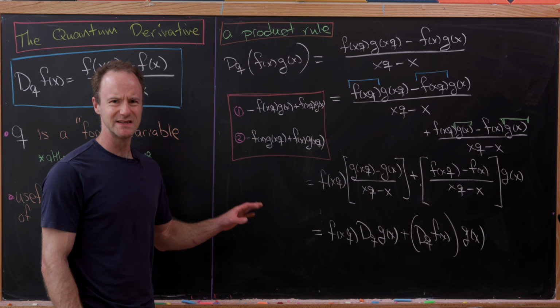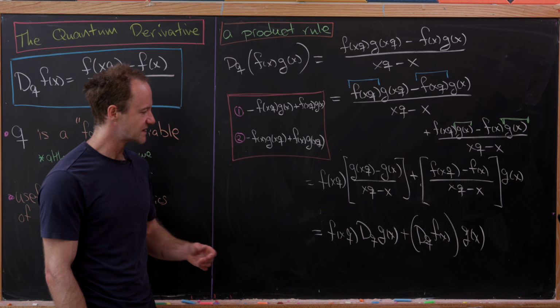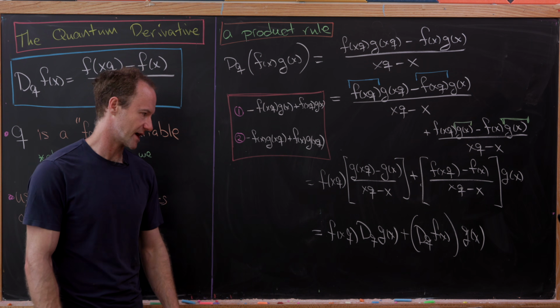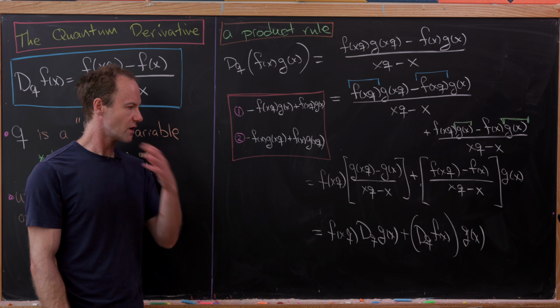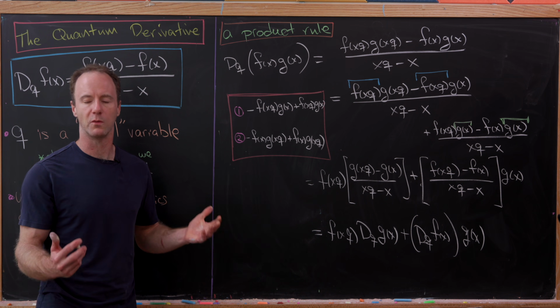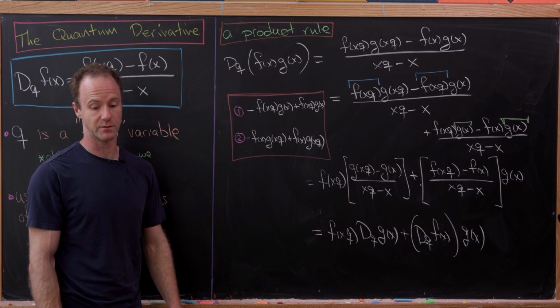So notice it doesn't exactly look like the product rule, and that's because this is an f of xq instead of an f of x, but it is very close to being a product rule. Okay, so there's also a quotient rule that has a pretty similar structure to what the normal quotient rule has. There's just an extra xq in there somewhere.